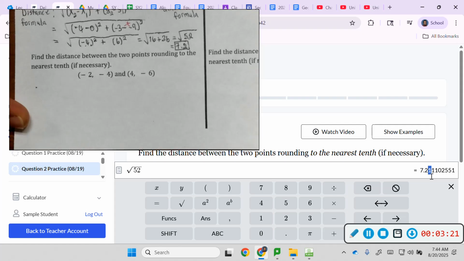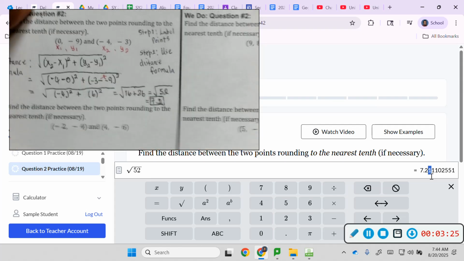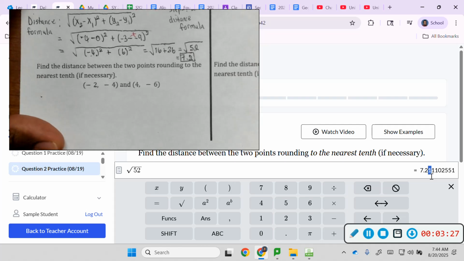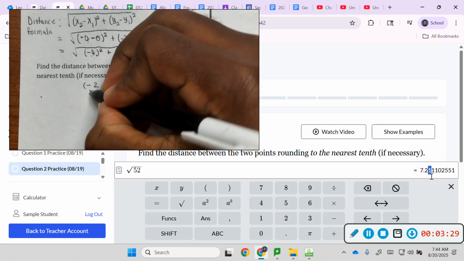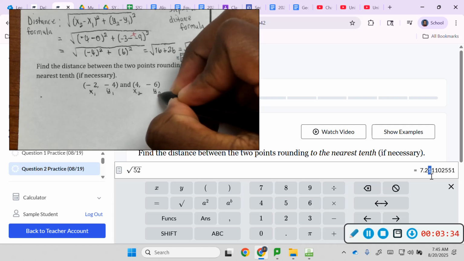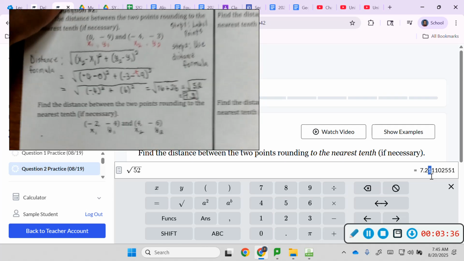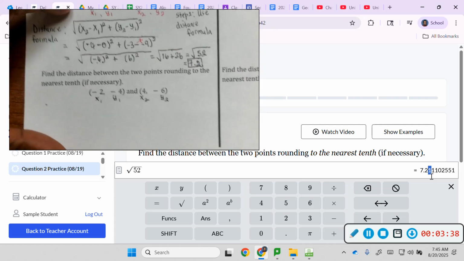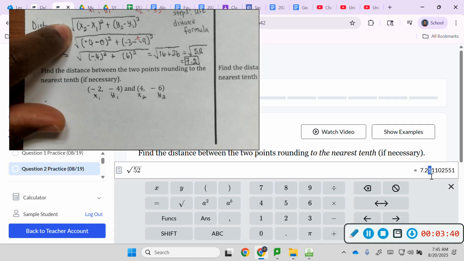The next question again says we're trying to find the distance between 2 points. Step 1, we label points. So this will be my x1, y1, x2, y2. Now we're going to use distance formula. We know distance formula is this formula right here.